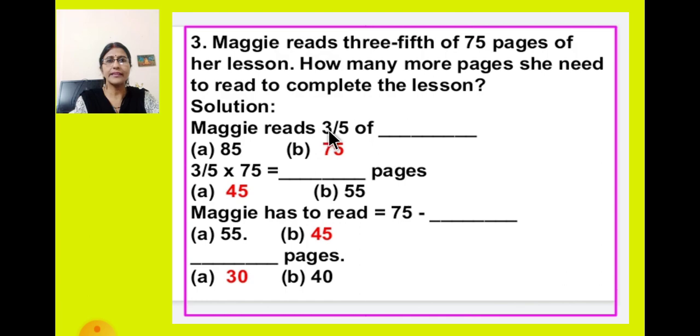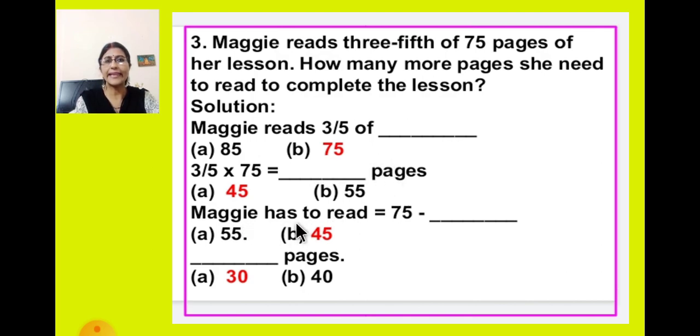Maggie reads 3 upon 5 of dash. The total number of pages is given here, 75. Options also will be there. You have to just select the right option. So here we will select 75. You need not write, you have to just select the option. Then next step, 3 upon 5 multiplied by 75. We are going to reduce this 75 and 5. When you reduce, you will get 15, and 15 into 3 is 45. So you will choose option A, that is 45 pages.